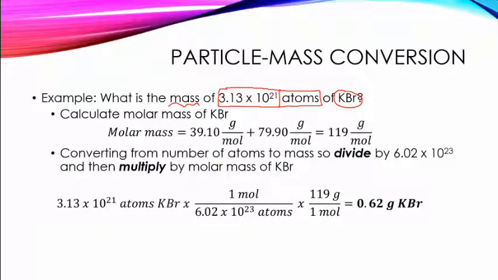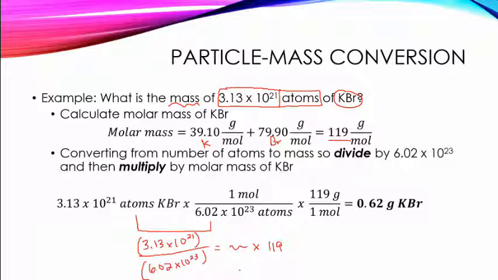Before I do that, or second-wise, I kind of do it first, I'm going to find the molar mass. So I take the mass of potassium, which is 39.1, plus the mass of bromine, which is 79.9, and I get an answer of 119. Here's where I'm going to do my two calculations. First, I'm going to do 3.13 times 10 to the 21st in parentheses divided by 6.02 times 10 to the 23rd in parentheses. Again, I'm going to get some answer. Then I'm going to multiply by the molar mass, which is 119. And when I do, I get my answer of 0.62 grams.